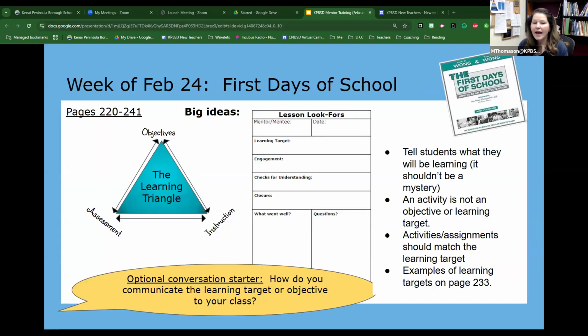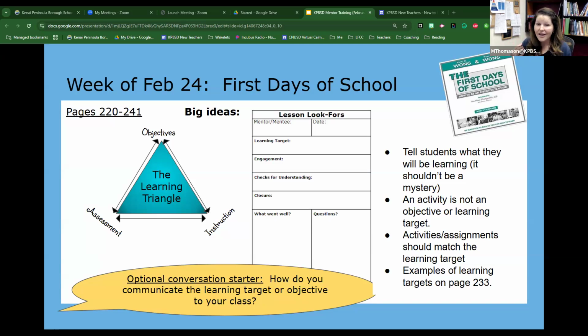Okay, last week, as always, it's the recap of the reading, the first days of school reading. So I'm hoping that the big takeaway from the reading is that the learning target, what you want students to know or be able to do, should not be a mystery to students. It should never be a mystery. It should be super transparent, to students and to you as the mentee and the teacher as well.